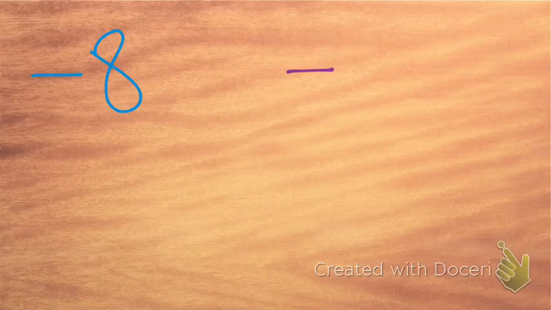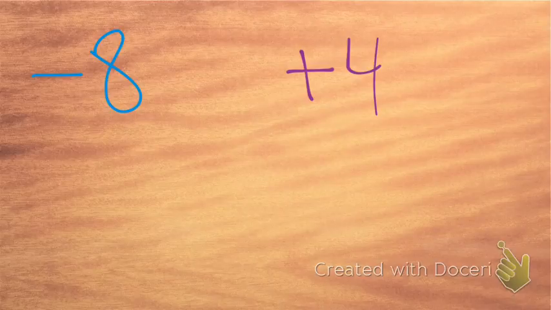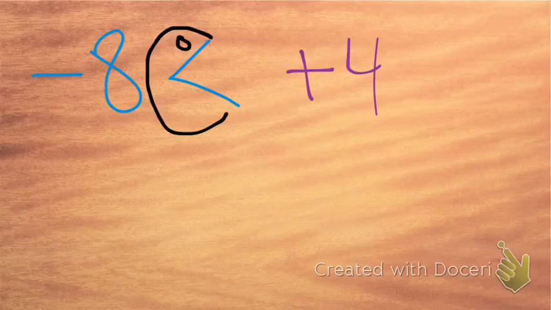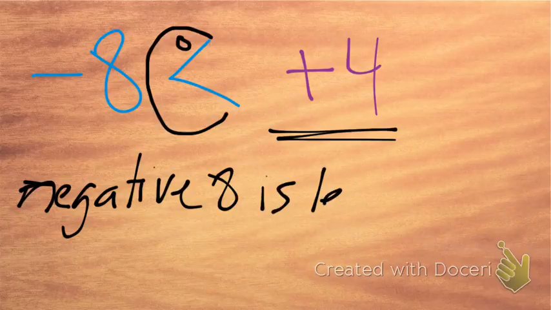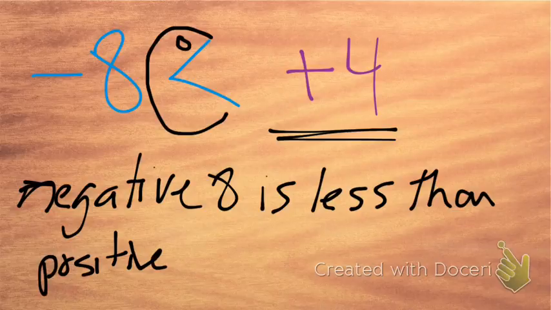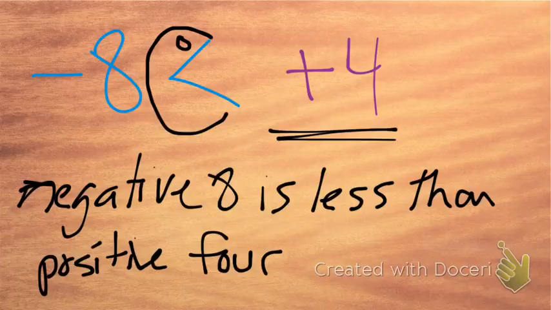So if we want to do some examples, let's get some numbers in here. If I have -8 and say +4, I'm going to say that -8 is less than +4. Now Pac-Man's going to come into play. Pac-Man always wants to eat the bigger number. But this is -8 is less than +4. And I know I wrote the 8 as a number and the 4 as a letter, whatever.